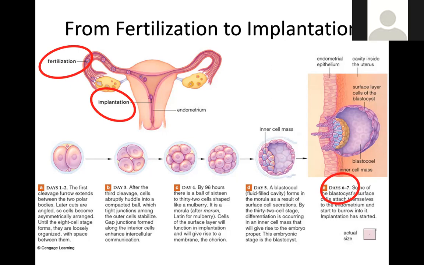Okay, so we're growing a berry. It is a morula, which is after morum, Latin for mulberry, so that's pretty cool. Cells of the surface layer will function in implantation and will give rise to a membrane, the chorion.